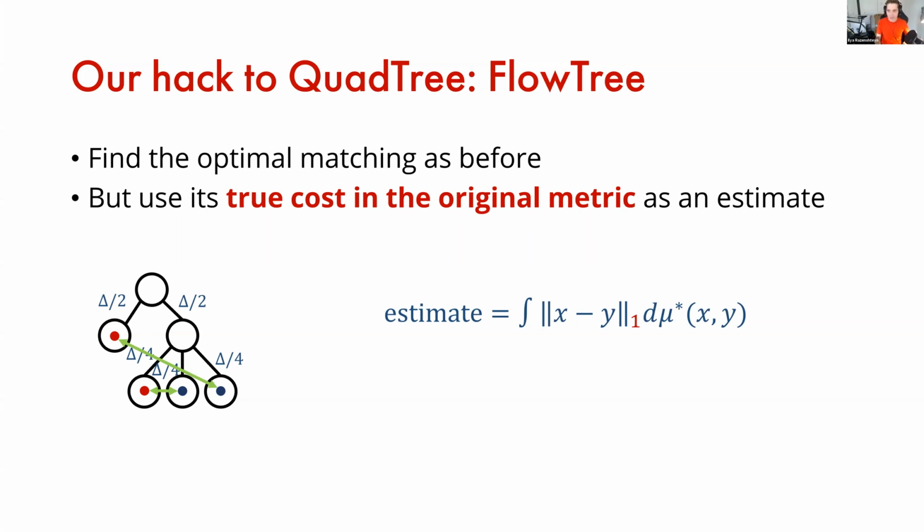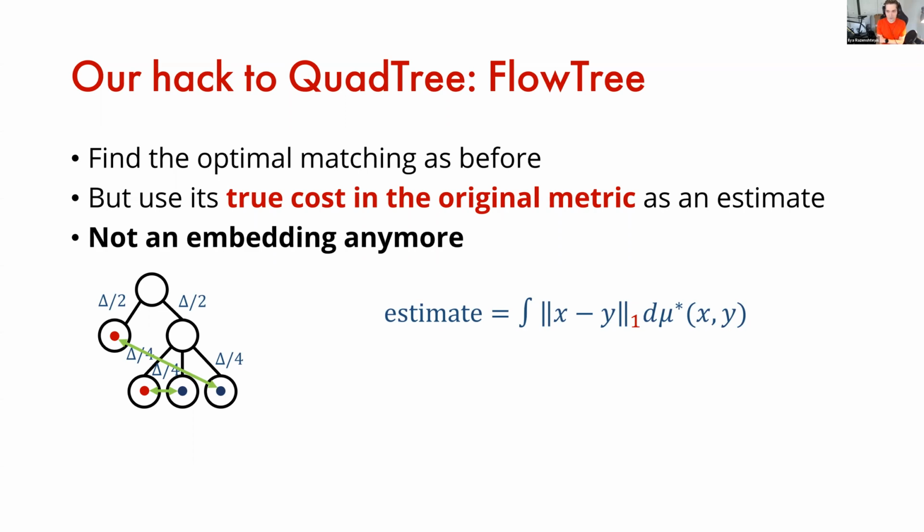So for example, we started with some points in the Euclidean space, then we approximated it with the tree and found a matching there. But now the cost of this matching, it's stupid to compute in the tree metric. So we should be computing it in the original Euclidean metric. And that's exactly what we do. That's the only change to the whole algorithm. So let's try to understand what it gives us. There are pros and cons to doing that, and we will argue that the pros outweigh the cons in the end.